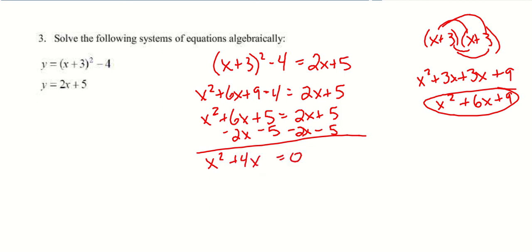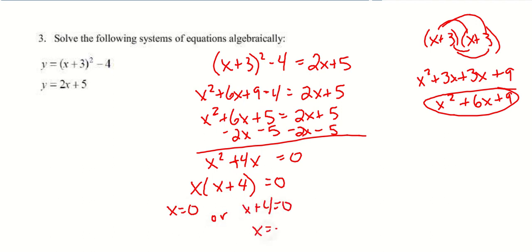So once again, first thing is a GCF. Get x times x plus 4 equals 0. And then we have our zero product property. So set each equal to 0, and then solve for x. Then we do our back substitution. So y is equal to 2 times 0 plus 5. So this means y is going to equal 5.